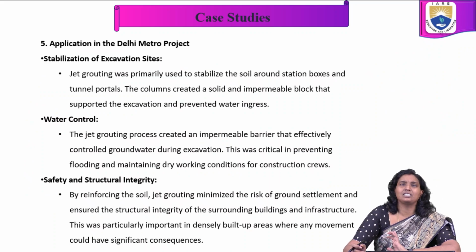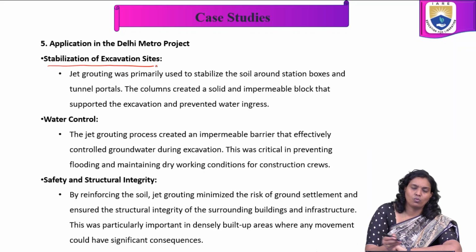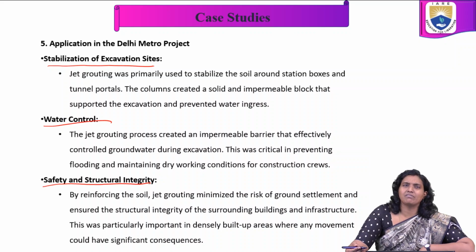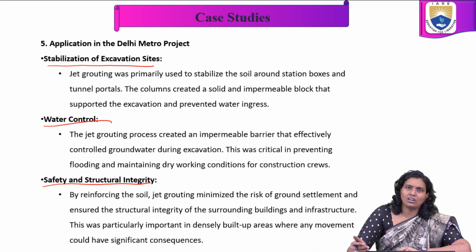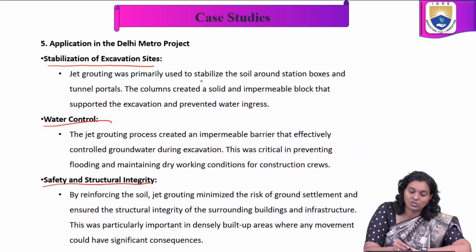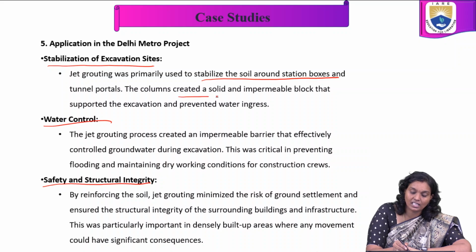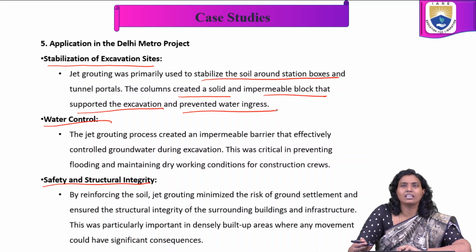Where we are applying these into the Delhi Metro project: stabilization of excavation site, water control, safety and structural integrity are the applications where we use this jet grouting. In the stabilization of excavation site, jet grouting was primarily used to stabilize the soil around the station boxes and tunnel portals. The columns created a solid and impermeable block that supported the excavation and prevented water ingress.